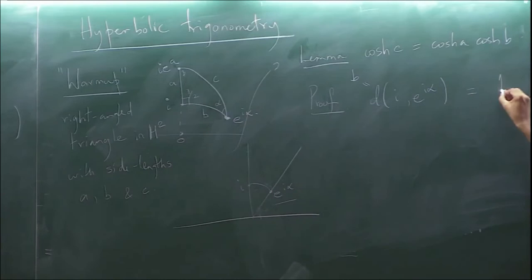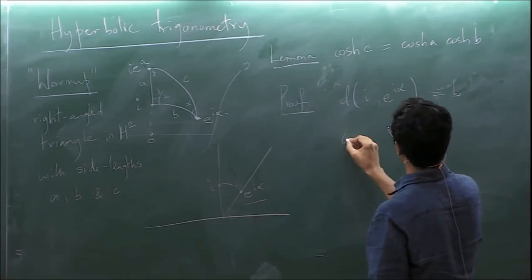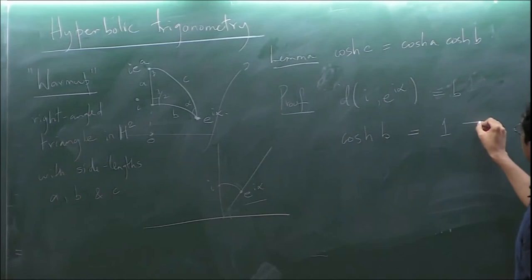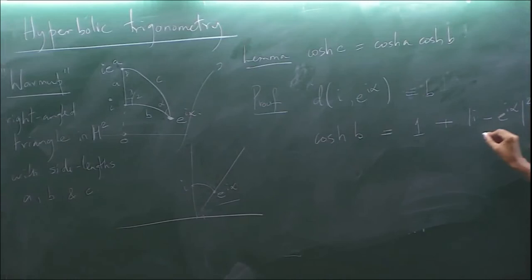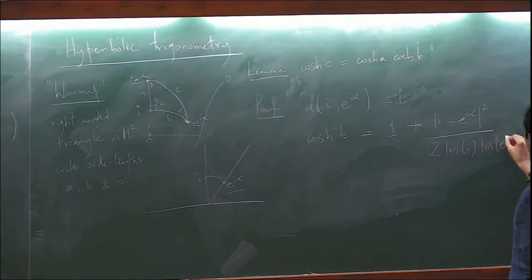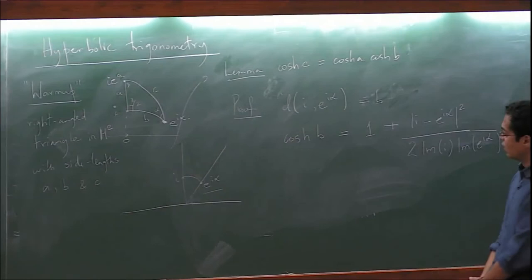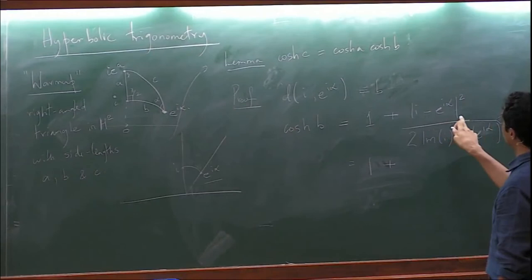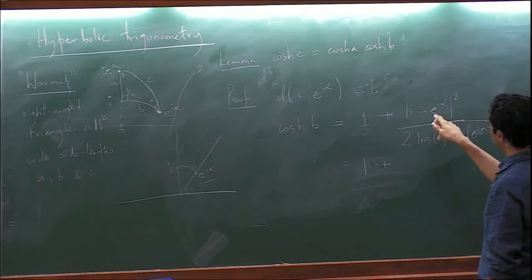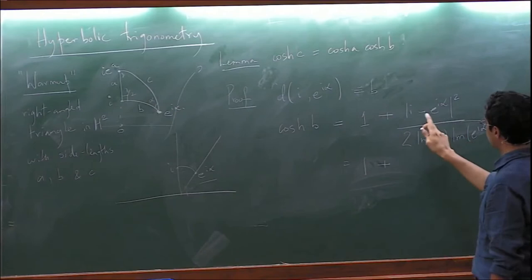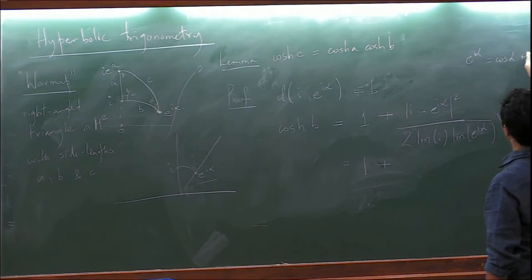So that's our b. If you want cosh of b, that's what the distance formula told you. So cosh of b is 1 plus, what was it? i minus i alpha, squared, divided by twice the imaginary part of i times the imaginary part of i alpha. Okay, so I'm just plugging in. So what does this become? Well, you have to do some bit of complex analysis manipulation of these terms, splitting into real and imaginary parts, perhaps. So e to the i alpha, remember, is always cosine alpha plus i times sine alpha, right?